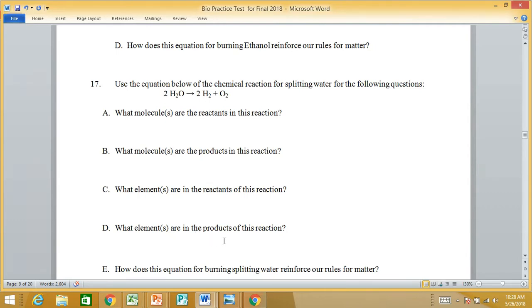What elements are in the product side? Hydrogen and oxygen. How does this equation for splitting water reinforce our rules for matter? Again, it shows matter is not created or destroyed, it just changes form. Here we have water and its components, and now it's broken up into hydrogen and oxygen.